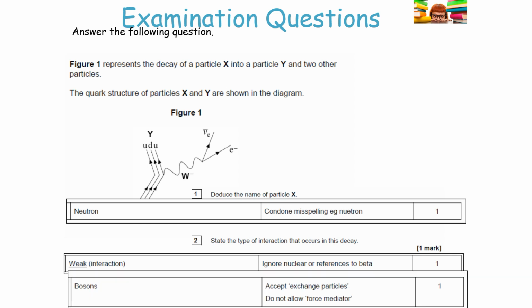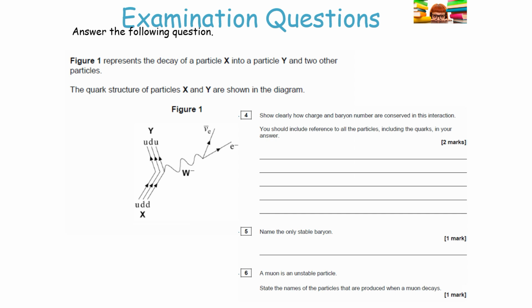This is a fact, it's an exchange particle or it's a boson, same thing. Now in this situation, show clearly how charge and baryon number are conserved in this interaction, including references to the quarks in your answer.